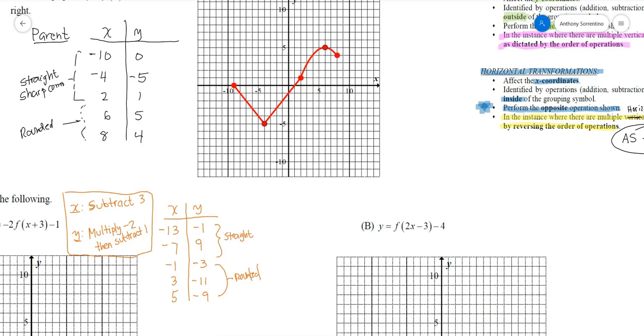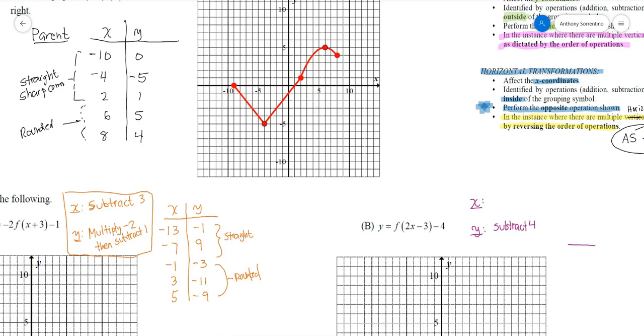And when I look at the stuff I have to do for this one, now, again, I'm going to define what I need to do to my x's and what I need to do to my y's. The y's are easy. The only thing occurring outside the parenthesis besides the f, which is what defines the function, is a subtraction of 4. That's the only vertical transformation. And therefore, it's telling me to take my y coordinates and subtract 4.